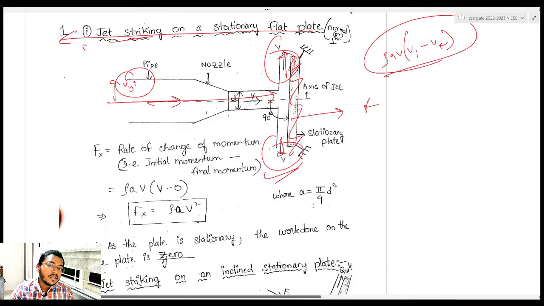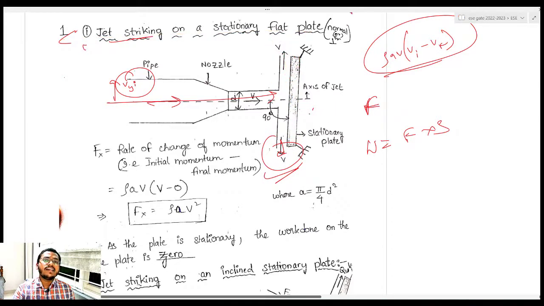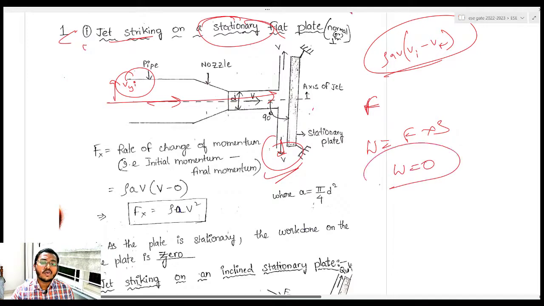You know what is the force coming? What is the work done? Use your common sense. What is work done? That is nothing but force into distance, right? Force into displacement. Is this plate moving in this case? Is it moving? No, it is a stationary plate. That's what I am saying, right? It is a stationary flat plate. If something is not moving, even though force is acting on this plate, then work done on that plate will be 0. Okay. Got it? No doubts, right?